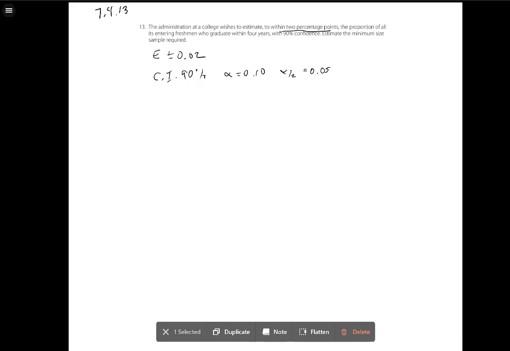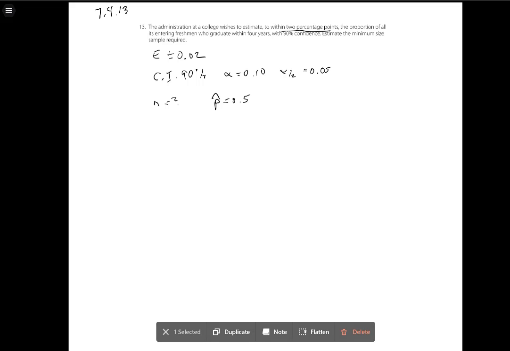So estimate the minimum sample size required. So we're looking to find n. And to get n, we're going to need the proportion. We don't have the proportion that we're looking at here. So for worst case, as we talked about in the book, the proportion we're going to use is 0.5 because that gives us the worst case or the largest number of n that we're going to need to be able to get the confidence interval to within the error, the 2 percentage points that we're talking about here.